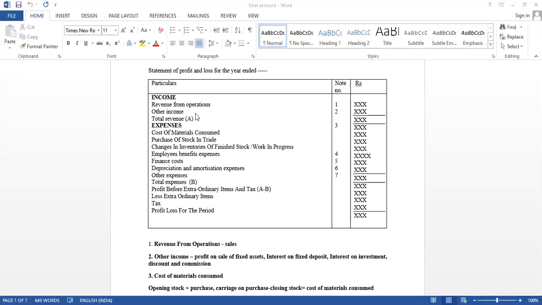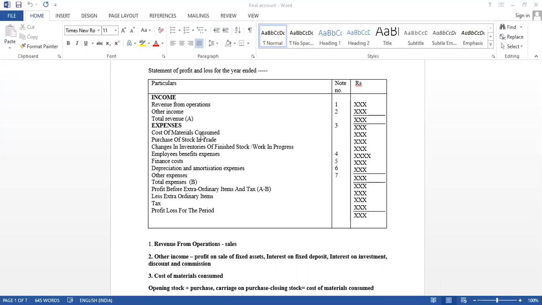Then other income. The company earns other income by way of profit on sale of fixed assets, interest on fixed deposit, interest on investment, and discount and commission. Then total the two items. It is called total revenue. Then I explain the expenses.